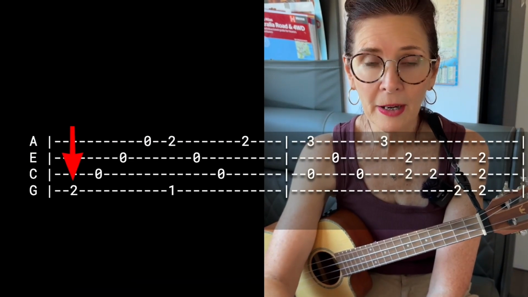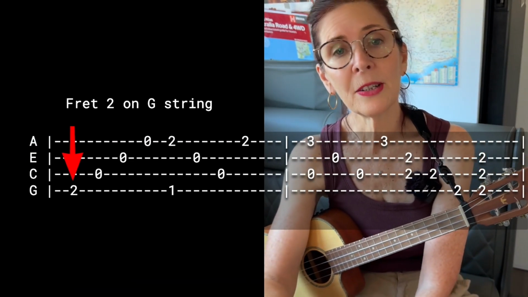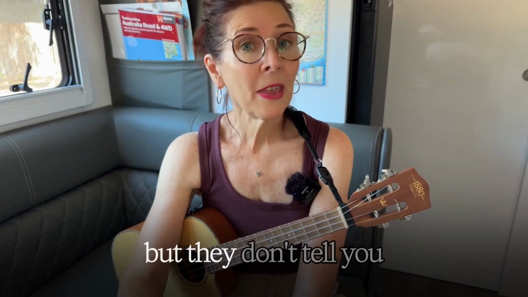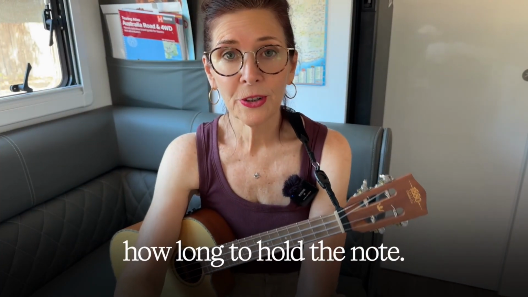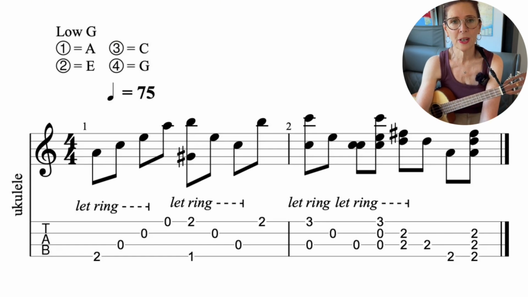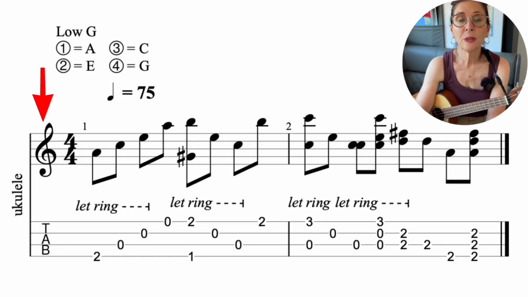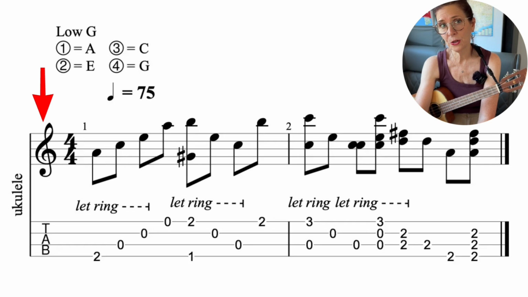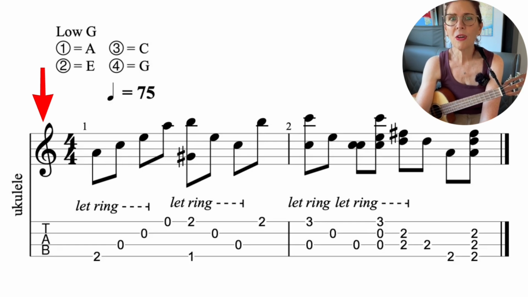Numbers are just fret markers. They tell you exactly where to press on the string to get the note, but they don't tell you how long to hold the note. That's the difference between tabs and standard music notation. Standard notation will give you the note and the note duration, but it takes a lot longer to learn.